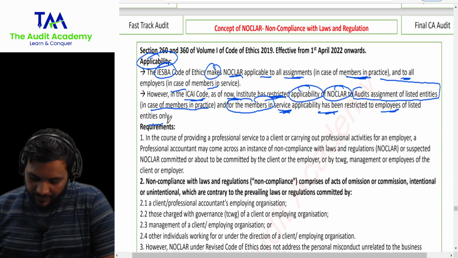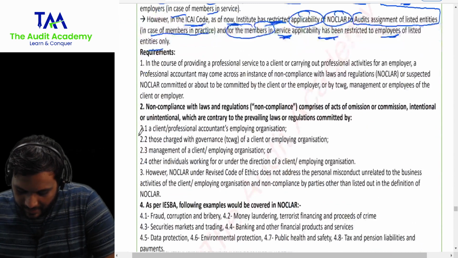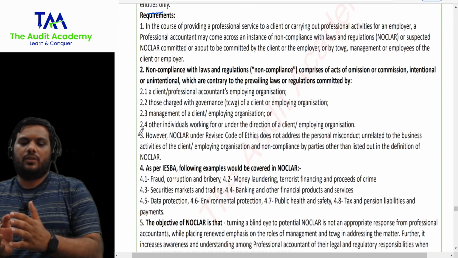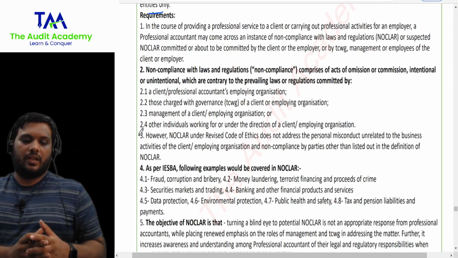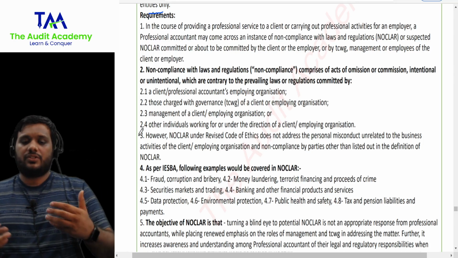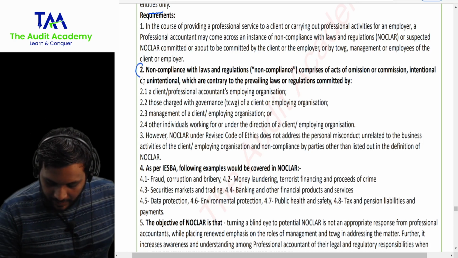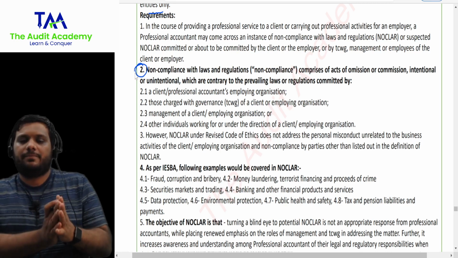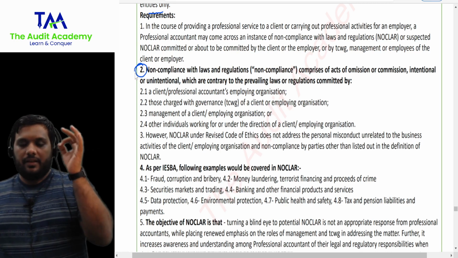So first, let us try and understand what is NOCLAR. When do you say that there is non-compliance with laws and regulations? I will be just shuffling a few points. Now look at the requirements, second point. Otherwise, you can read the notes. Everything is there in the notes, but I will be explaining all the material points over here. Requirement, second point.